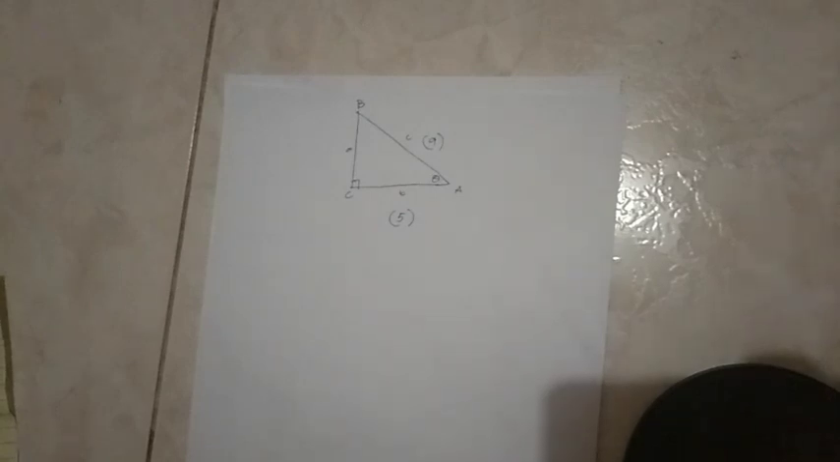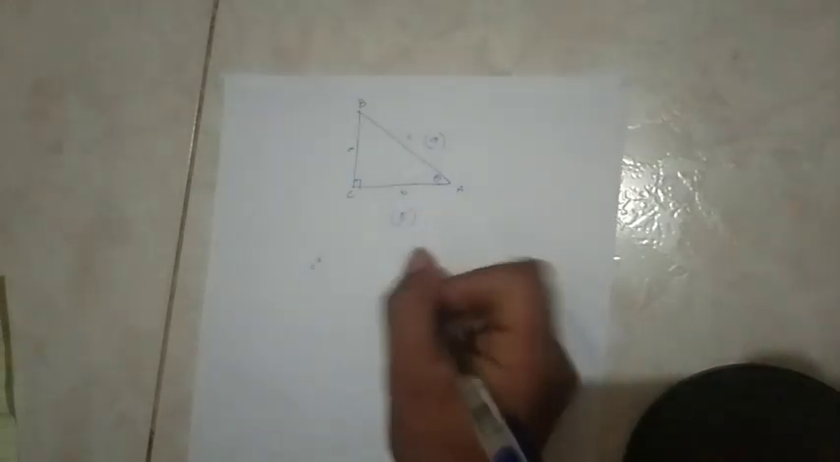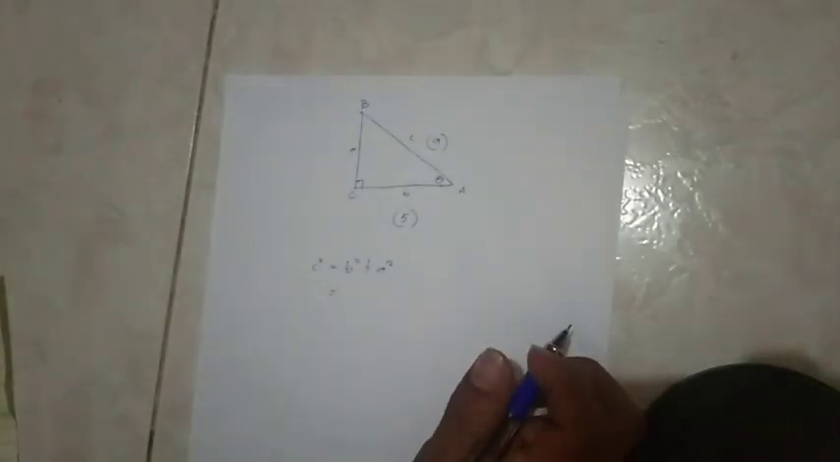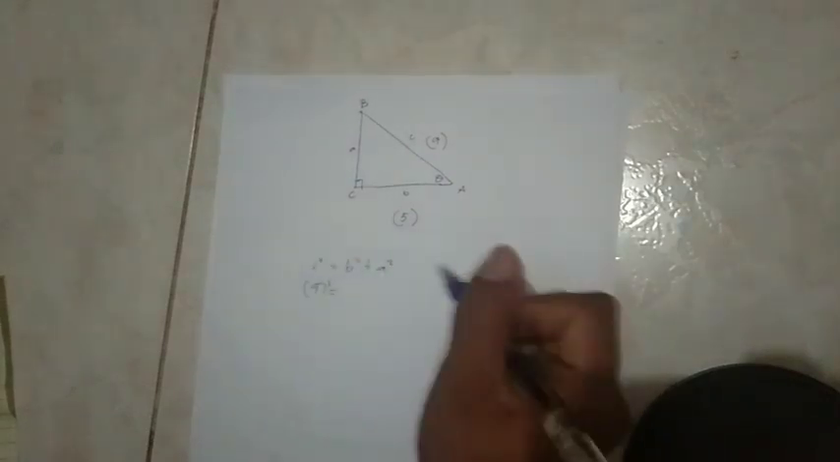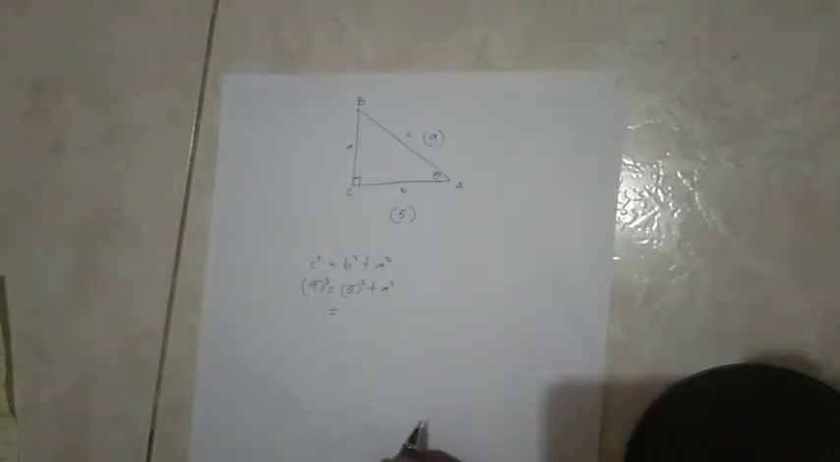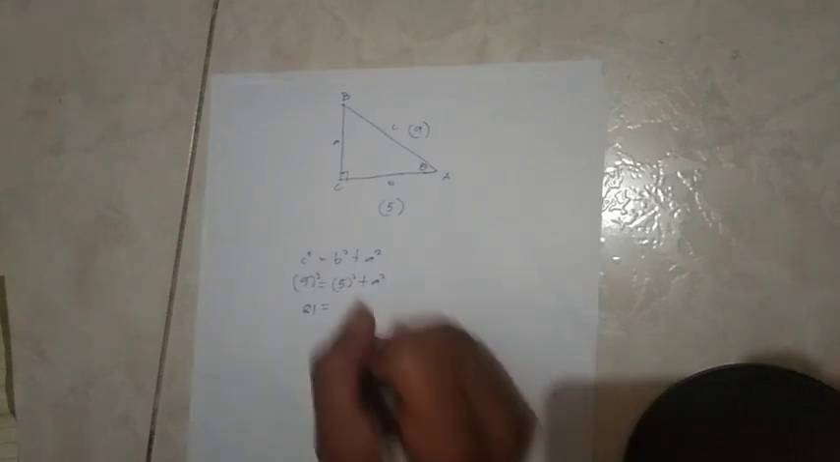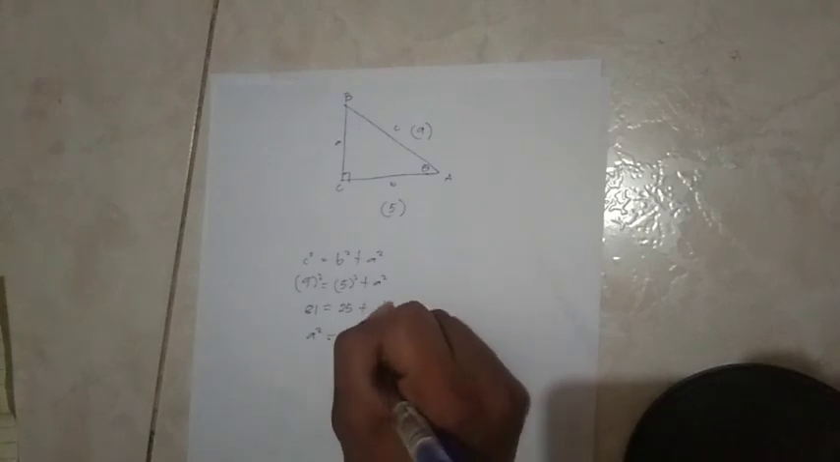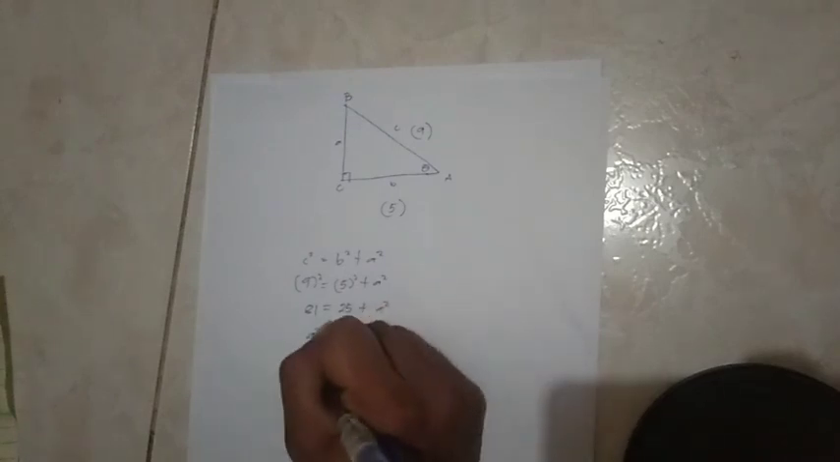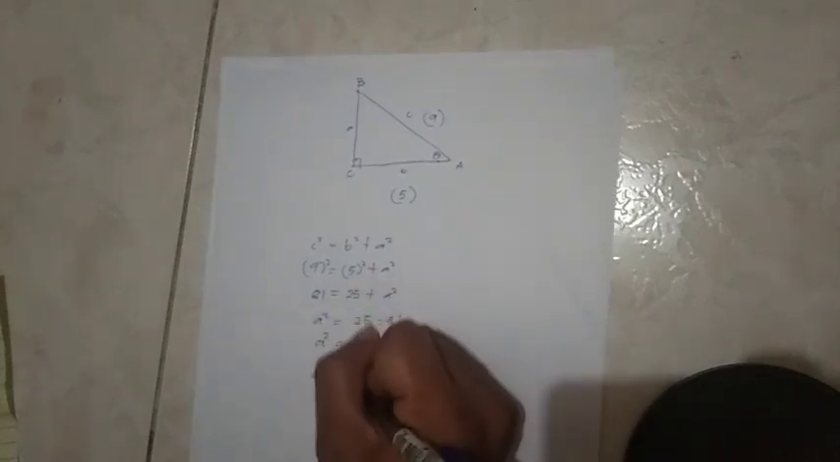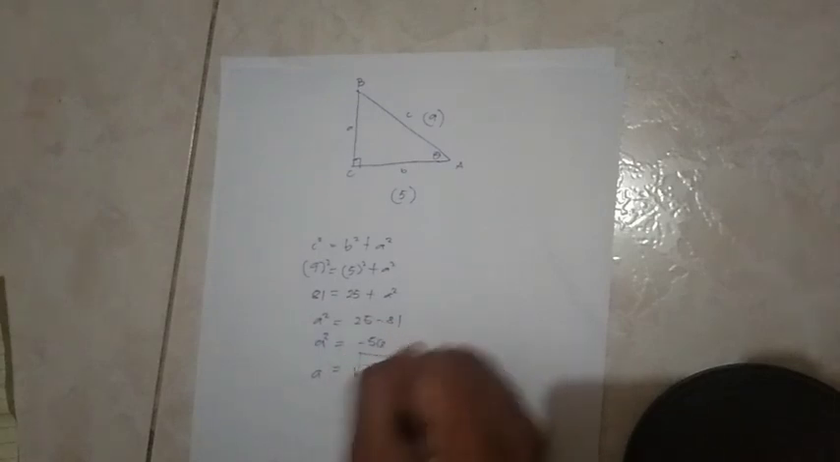So again, using the Pythagorean theorem, we need to follow the formula of c squared equals b squared plus a squared. Since we already have the value of c, or the hypotenuse, 9, the value of b, or the adjacent, is 5. 9 squared is equal to 81. 5 squared is equal to 25 plus a squared. A squared equals 25 minus 81, equals negative 56. So a is the square root of negative 56, which we have as 7.5.